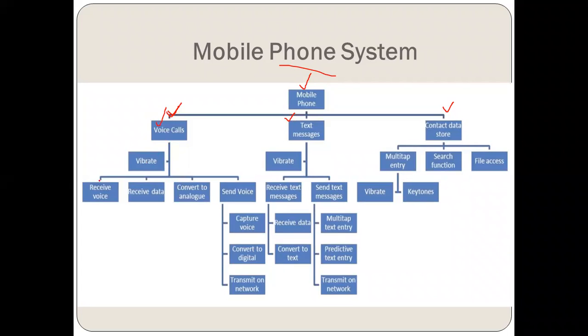Now, with voice calls, one thing is I can receive the voice call, I can receive the data, and I have to obviously convert it to analog. I have to send the voice. Further, the sending of voice needs to be divided into capturing the voice, converting to digital, and transmitting it to the network. All these further subdivided tasks help the programmer to easily code this particular function.